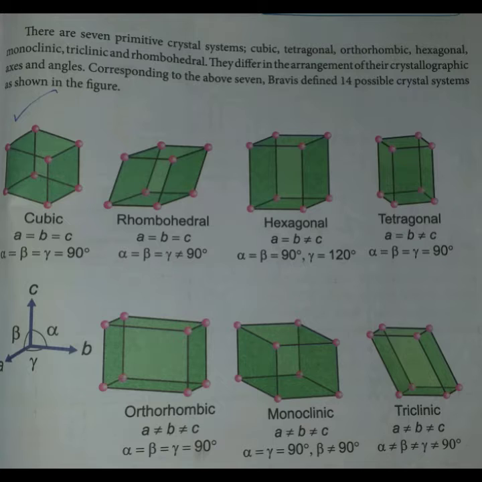Corresponding to the above 7, Bravais, a scientist, defined 14 possible crystal systems, shown in the figure here. See, in cubic all 3 sides are equal and the angles are equal. In rhombohedral all the sides are equal, but gamma is not equal to 90 degrees, while alpha and beta are equal to 90 degrees. Similarly, you have to see this for all the crystal structures. Very important: the question may ask us to draw the 7 primitive crystal systems and mention their sides as well as angles.